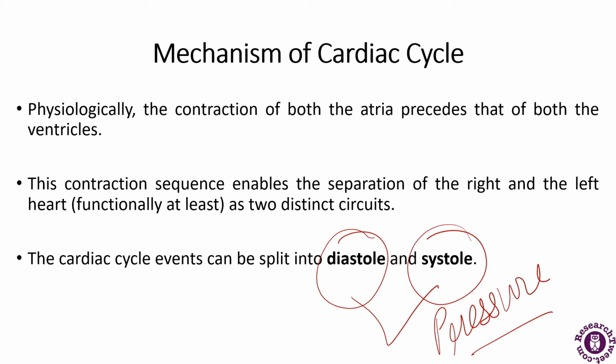If I talk about the diastole, then it indicates the ventricular filling, while the systole indicates the ventricular ejection or the contraction. Though they have varying pressures, the systole and diastole both occur in the right and the left heart.